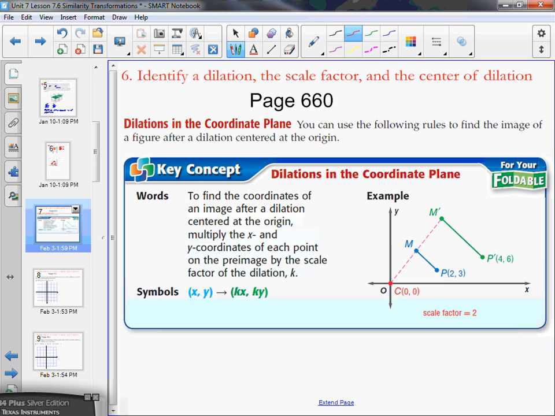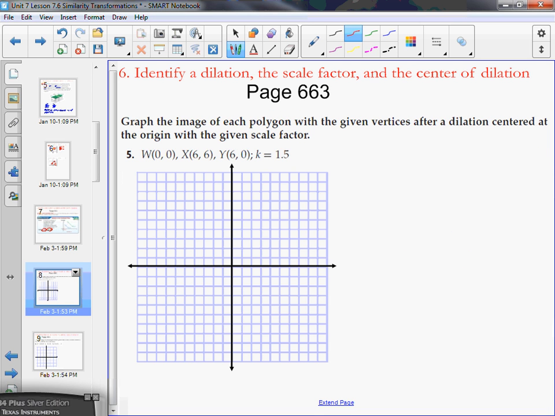To find the coordinates of the dilated image, the new figure, all you have to do is multiply all the coordinates of the original figure by the scale factor. So if we call the scale factor k, if a point on the original figure has coordinates x, y, the corresponding point on the new figure will have coordinates kx, ky. So it's actually easy to do on a coordinate plane. Here's what I'm talking about.